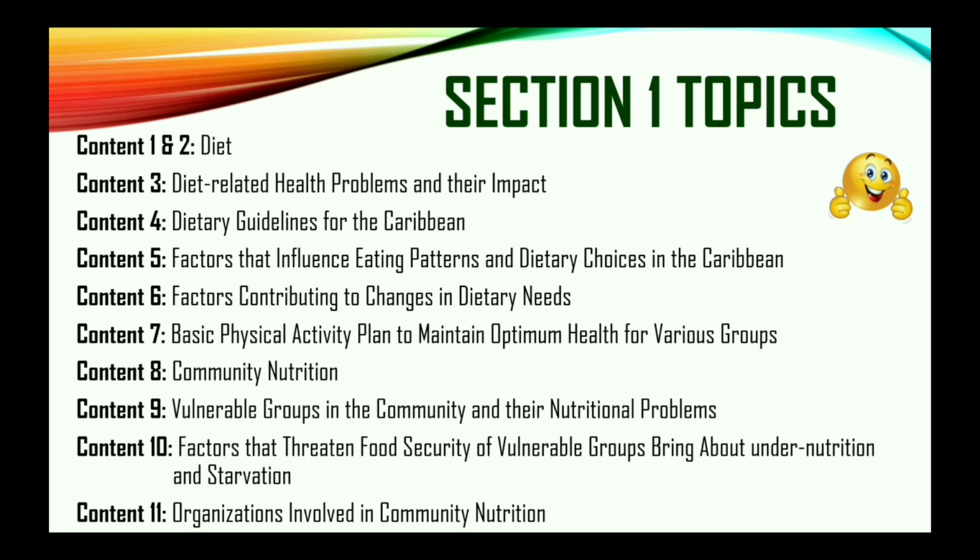Now let us look at the topics that were covered under section 1. So we looked at diet. We looked at diet-related health problems and their impact. We looked at dietary guidelines for the Caribbean, factors that influence eating patterns and dietary choices in the Caribbean, factors contributing to changes in dietary needs, basic physical activity plan to maintain optimum health for various age groups, community nutrition, vulnerable groups in the community and their nutritional problems, factors that threaten food security of vulnerable groups that bring about undernutrition and starvation, and also the organizations involved in community nutrition.